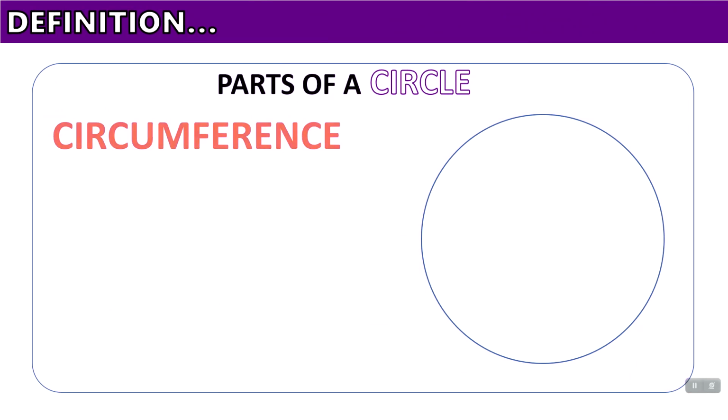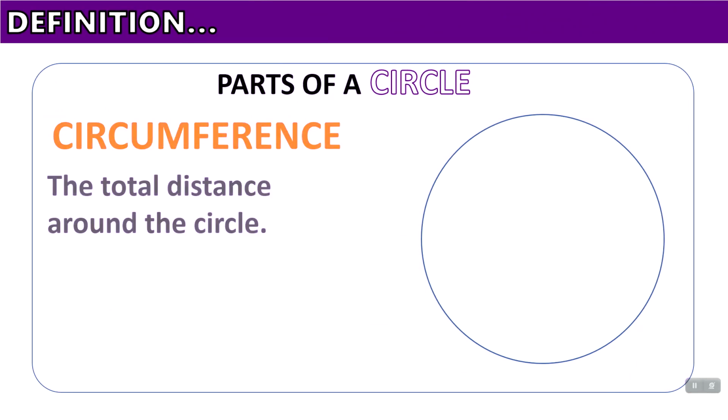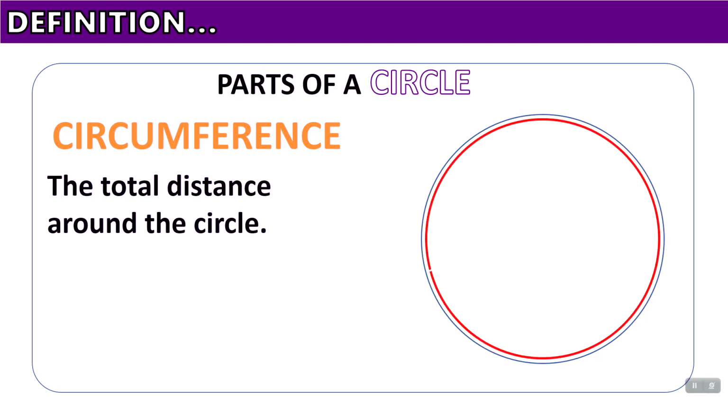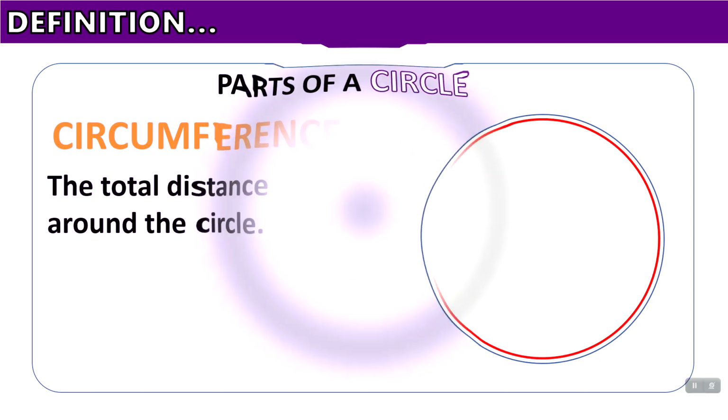Let's take a look at the circumference. The circumference is the total distance around the circle. Starting at one point, going all the way around and ending up where you started, that outside part, the total distance, is called the circumference.